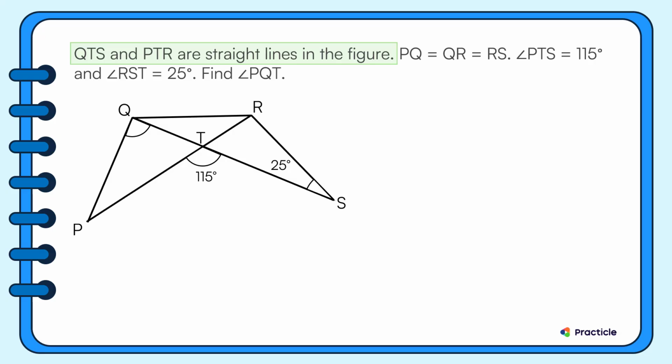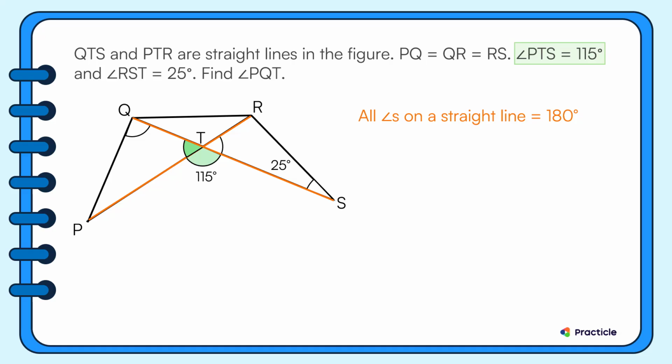The first thing that crosses our mind about straight lines is that angles on a straight line add up to 180 degrees. Since we're given that angle PTS is 115 degrees, we can tell two things. First, 115 degrees and angle RTS add up to 180 degrees. Next, 115 degrees and angle QTP also add up to 180 degrees. Which unknown angle would be useful in helping us solve this problem? That's something that we'll decide later.